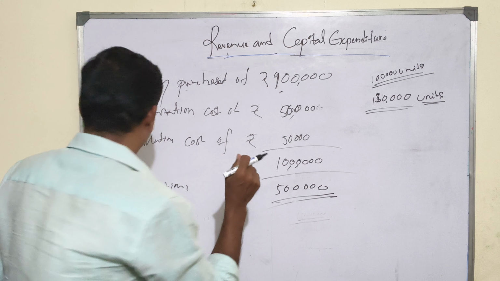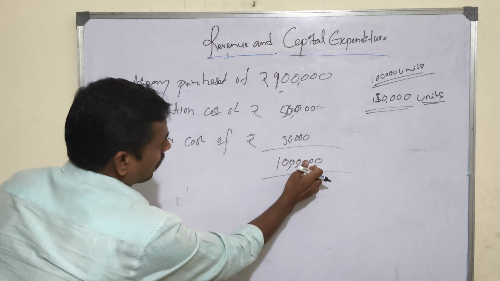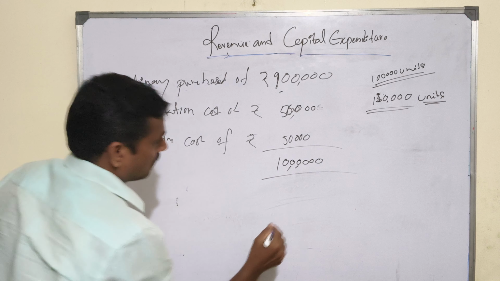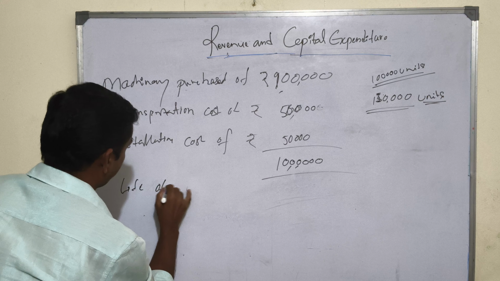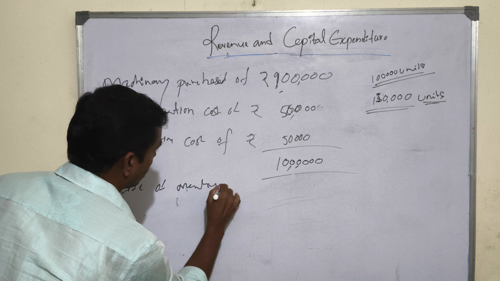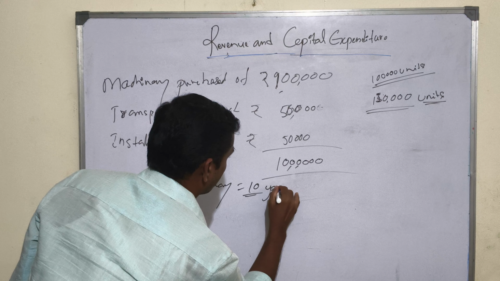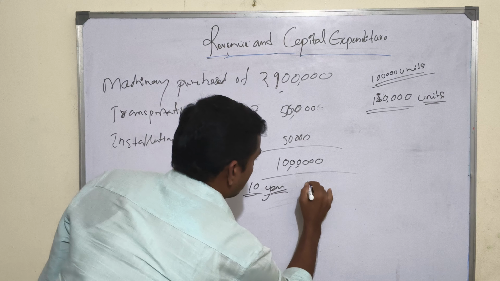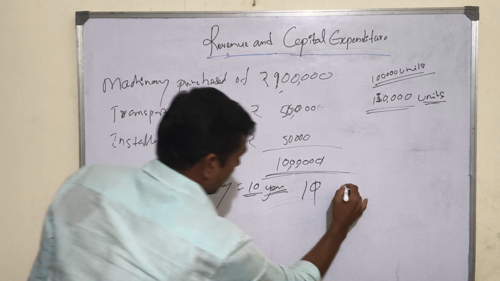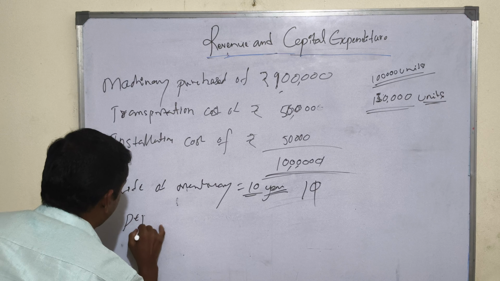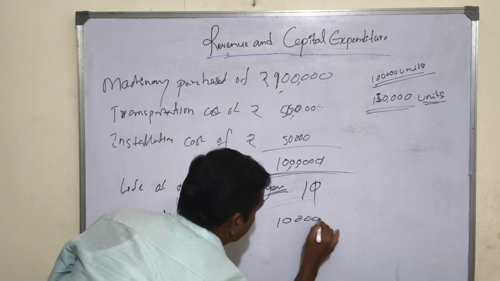For example, my total cost of the machinery is 10 lakh and say the life of the machinery is equal to 10 years. 10 lakhs divided by 10 years. My depreciation, therefore, is equal to 1 lakh per year.